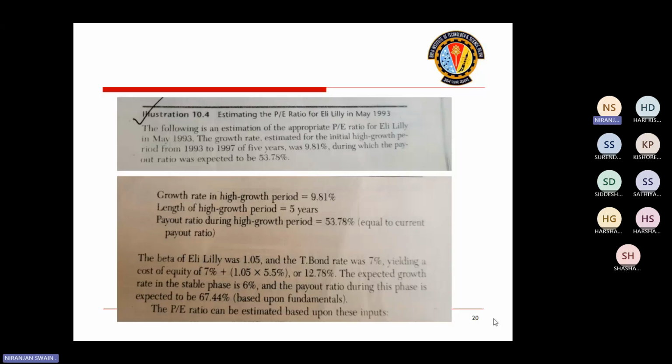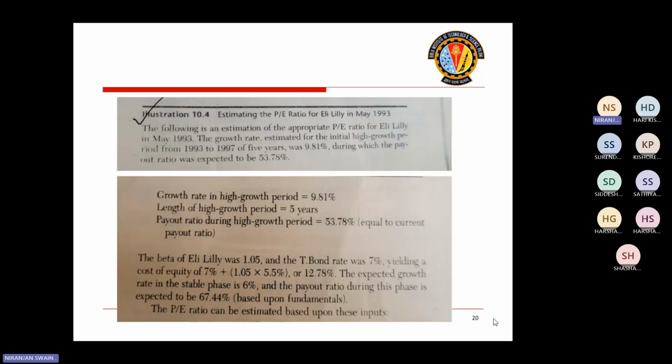And growth rate in the high growth period was 9.81. Length of high growth period is 5 years. Payout during the high growth period is 53.78%. Okay.